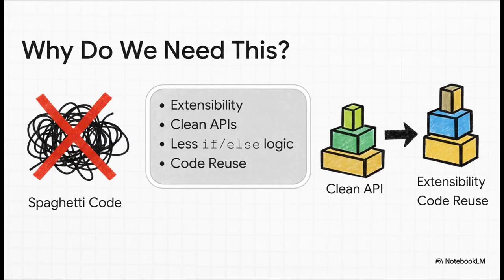So why do we even care about this? Well, it's a huge deal. First, extensibility. You can add new features without worrying about breaking everything you've already built. It also helps you create really clean, simple APIs that are easy for other people or your future self to use. And this is a big one. You get to avoid those massive, messy if-else or switch statements that are just a nightmare to maintain. It's all about writing smarter, not harder, and reusing the solid code you've already got.